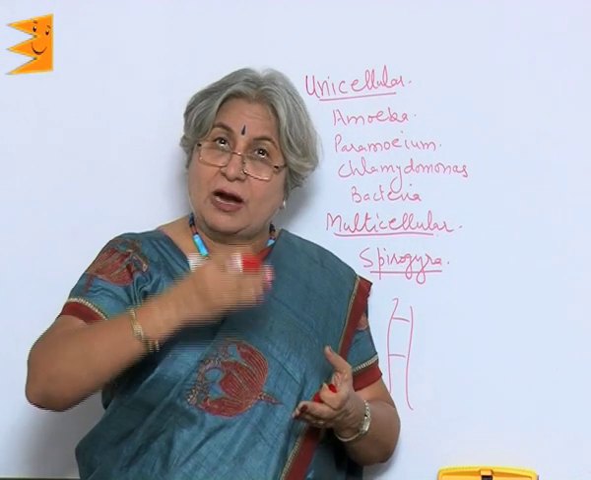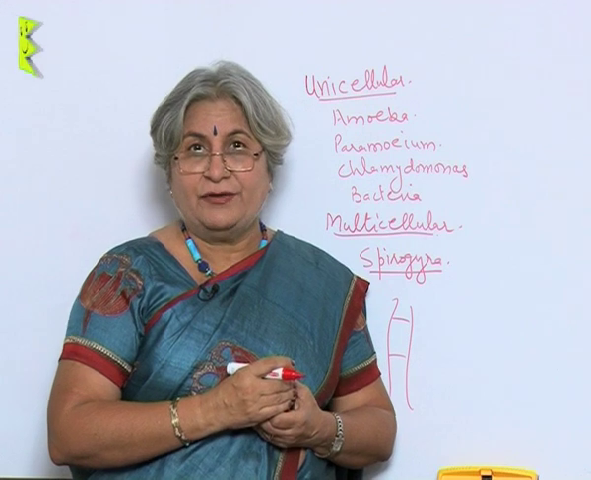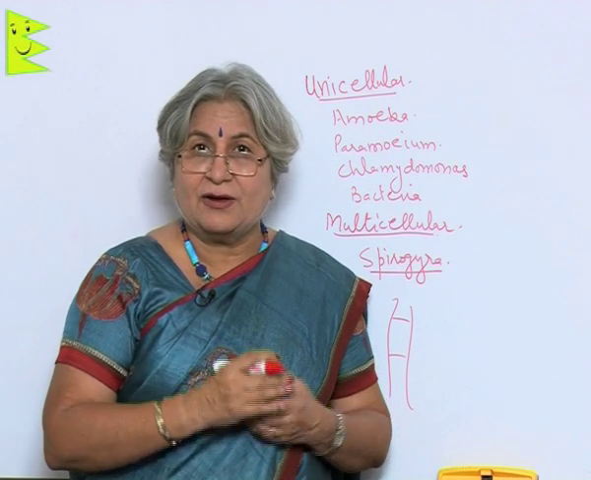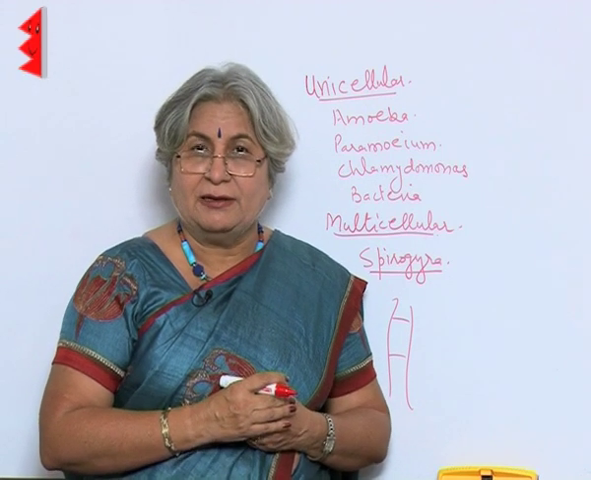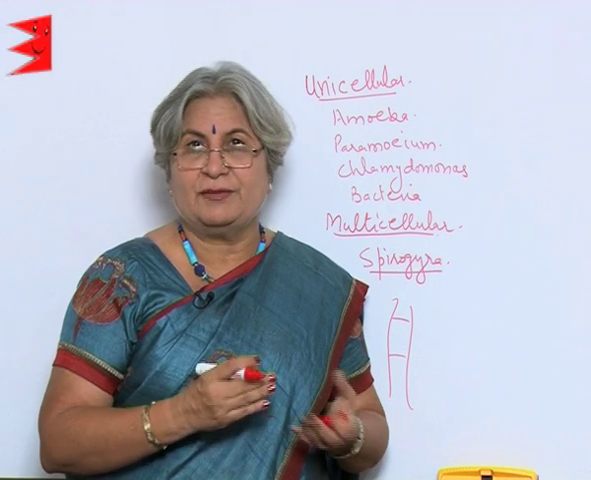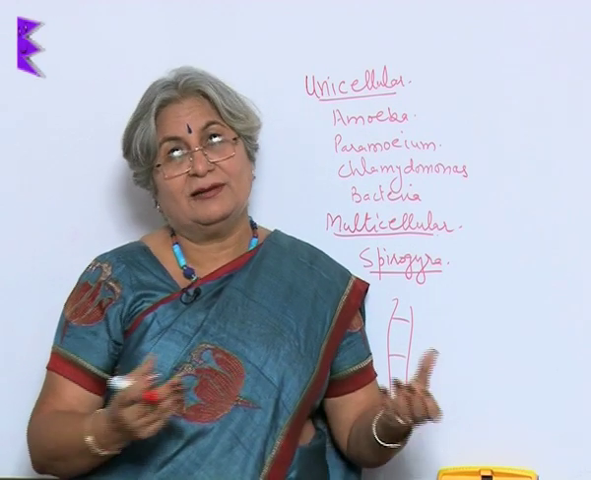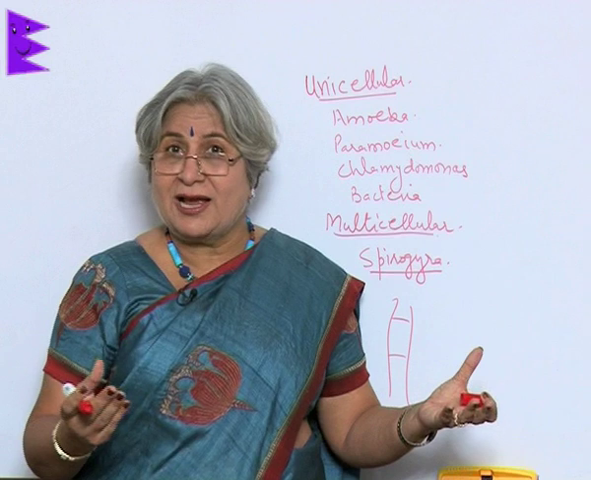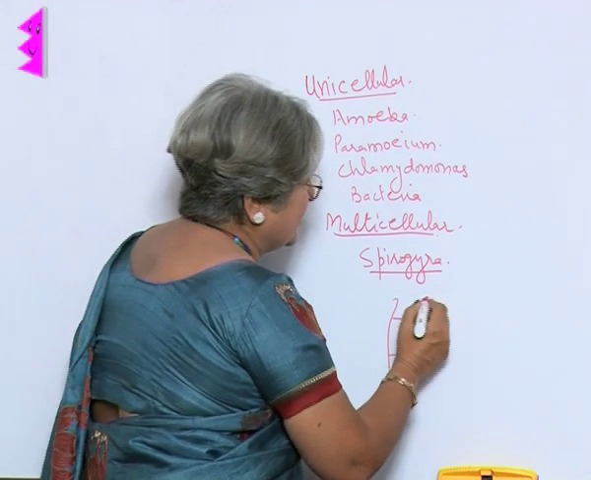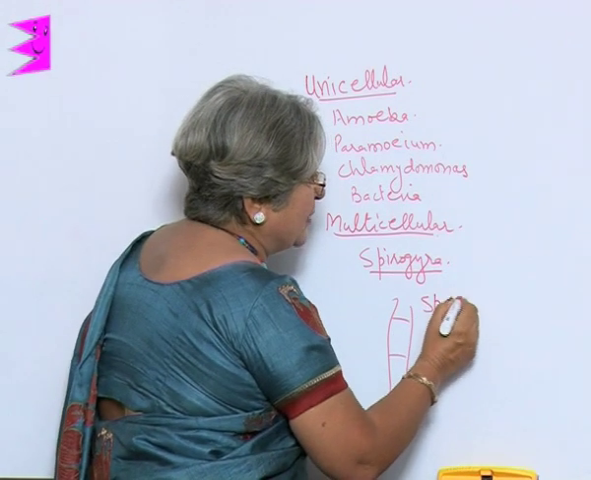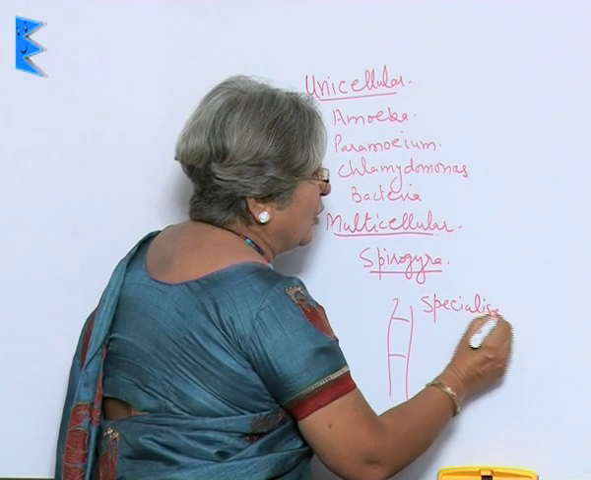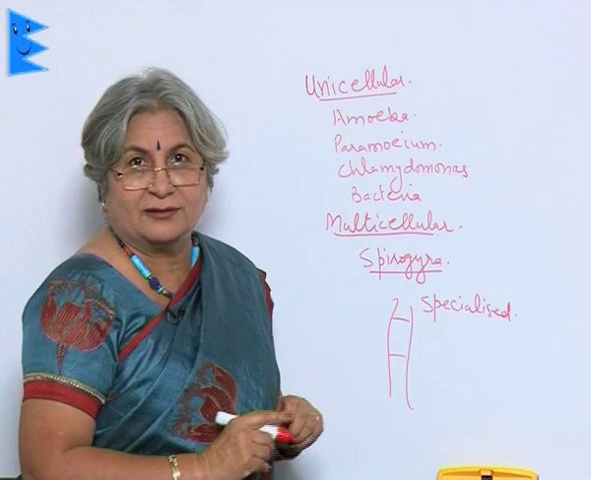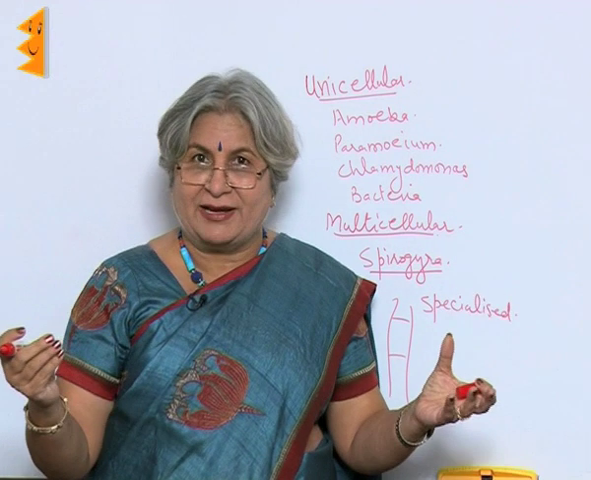But if we go higher up the ladder, then what do we find? That not only are the organisms multicellular, the cells are also different from each other. Now, why are they different? They are specialized, which means that they have a special structure to perform a special function. Even the shape starts varying.